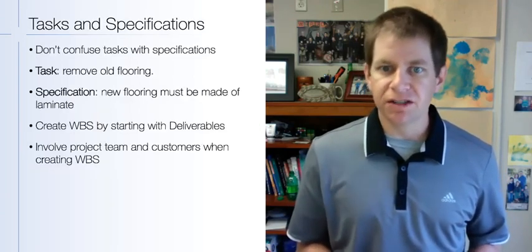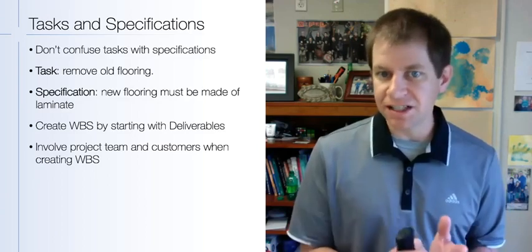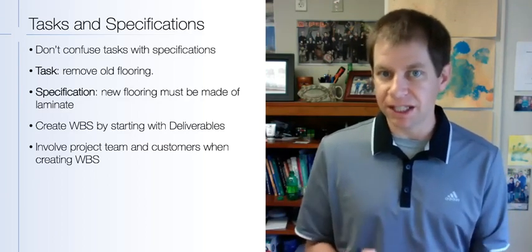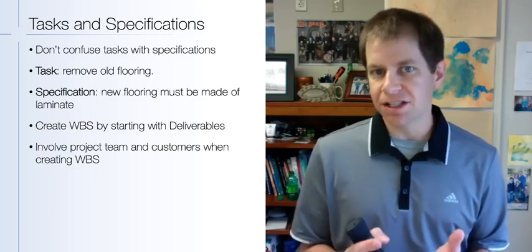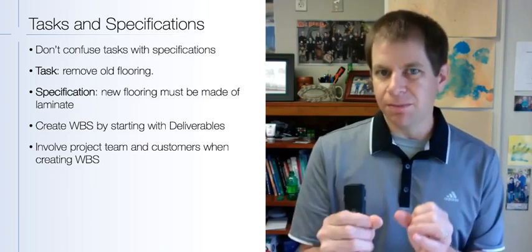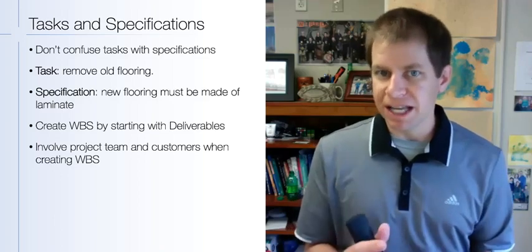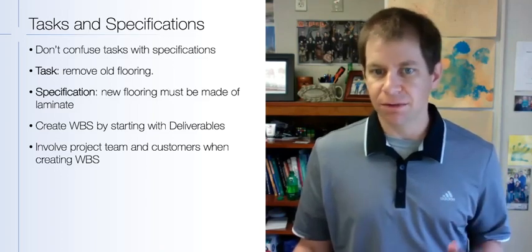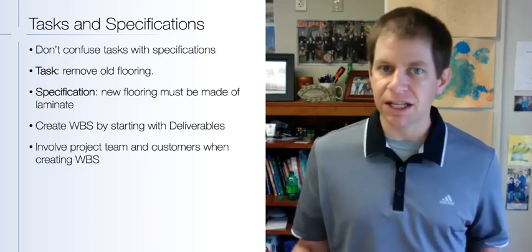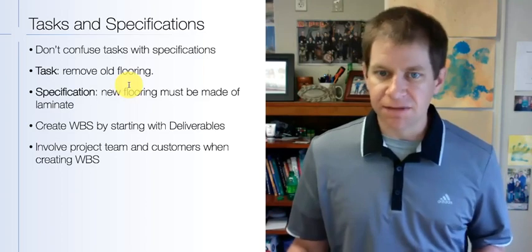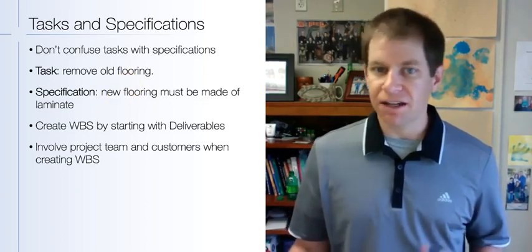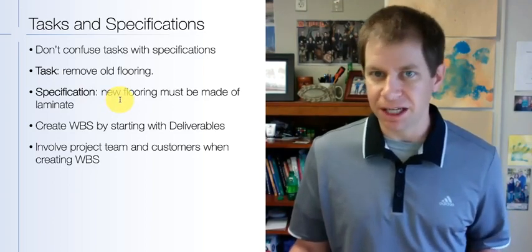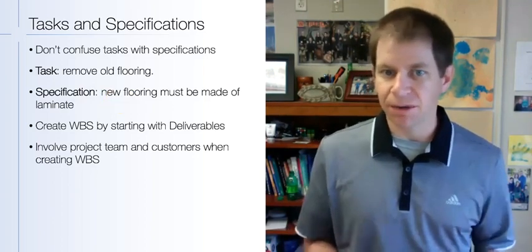As you're making a work breakdown structure, don't confuse tasks with specifications. Tasks are things that you need to do, work items that you need to do to complete the work of the project. Specifications are almost like bulleted points, features, requirements that the project needs to have when it's done. So an example would be, a task is remove old flooring, if you're going with the construction example from earlier, and a specification would be new flooring must be made of laminate. Well, this isn't work to be done. This is just a specification, a bullet point about the end result of the project.